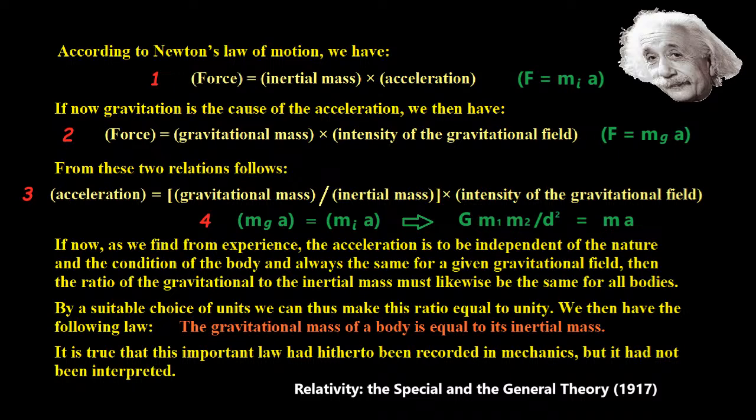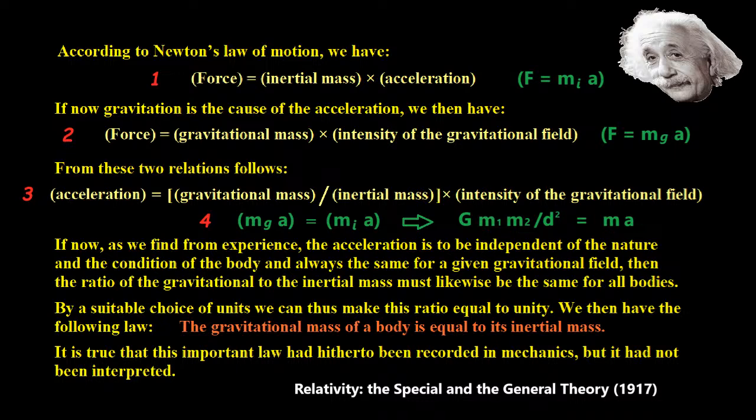So now he explains, he says, if now, as we find from experience, the acceleration is to be independent of the nature and the condition of the body and always the same for a given gravitational field, then the ratio of the gravitational to the inertial mass must likewise be the same for all bodies. By suitable choice of units, we can thus make this ratio equal to unity.